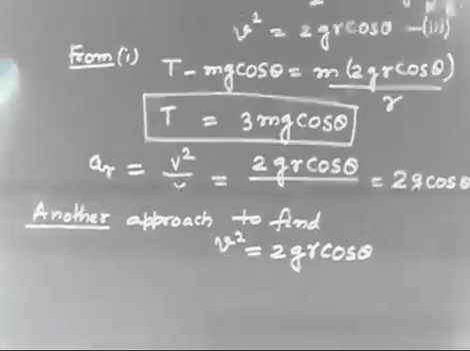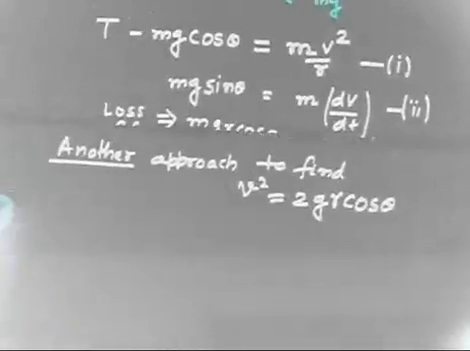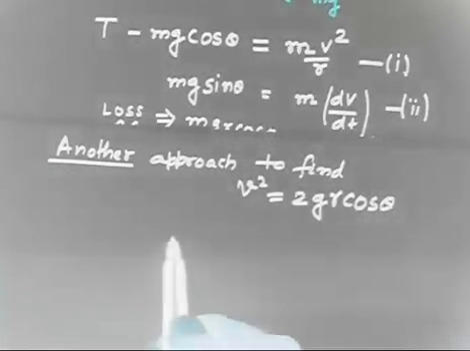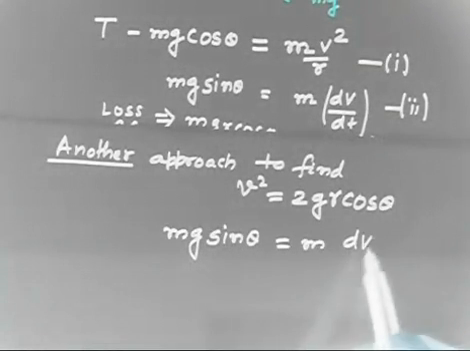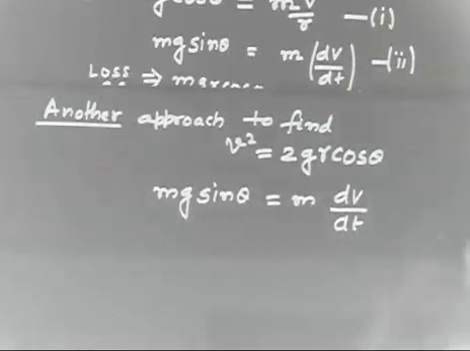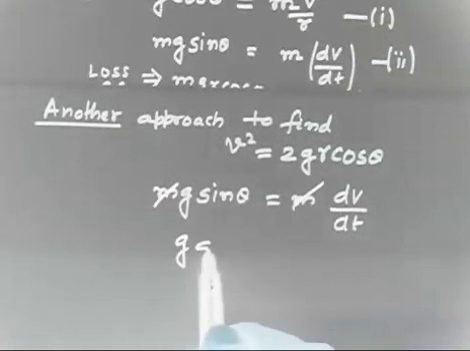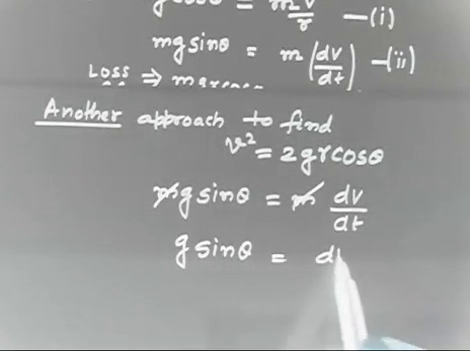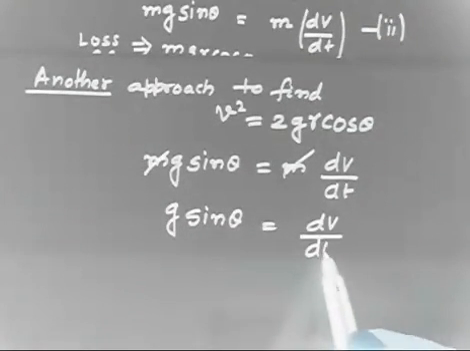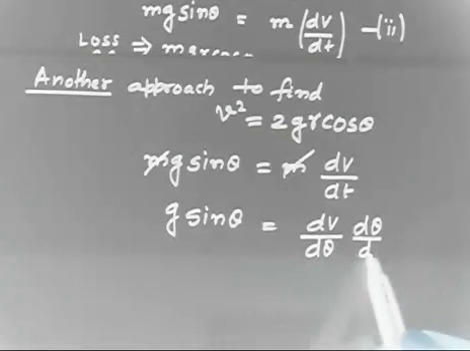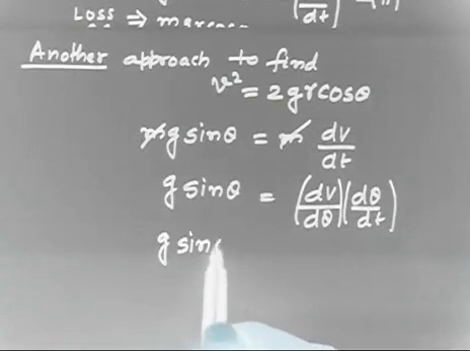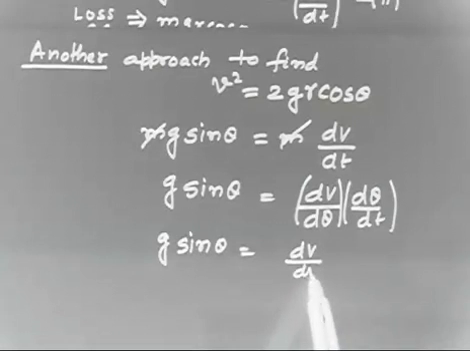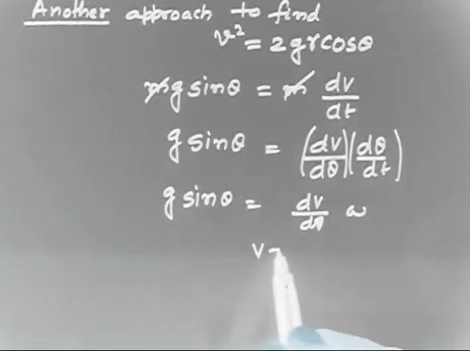Now you see, if I take the equation of motion in the tangential direction, what do we have? mg sin theta is equal to m dv by dt. This is the equation of motion in the tangential direction. m cancels out, so g sin theta is equal to dv by dt. Let us make a variable change: dv by d theta times d theta by dt, and d theta by dt is omega. So g sin theta is equal to dv by d theta times omega, and this is a case of pure rolling, so v is equal to r omega.